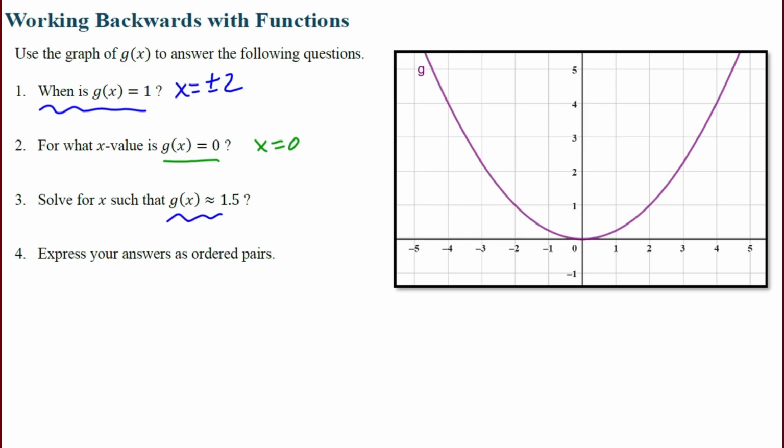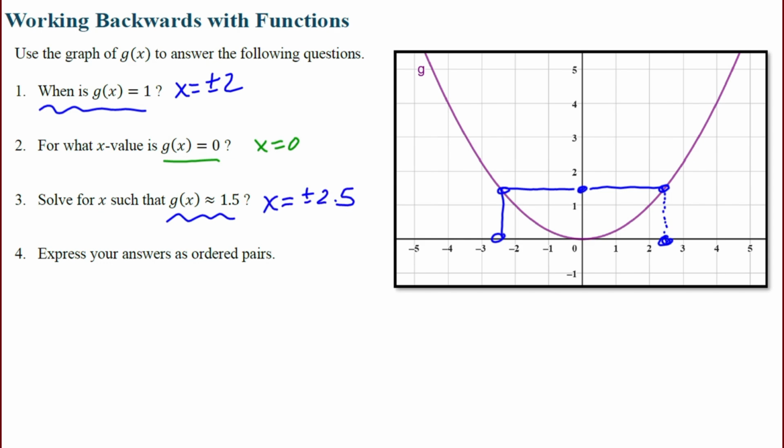And we're going to approximate when is g of x approximately equal to 1.5. So we go up to 1.5 and we say, well, let's look left and right of that and let's approximate that location on the x-axis. And we see it's approximately 2.5. And if we go to the left, we can do that same thing. We say it's approximately negative 2.5. So x is equal to plus or minus 2.5.